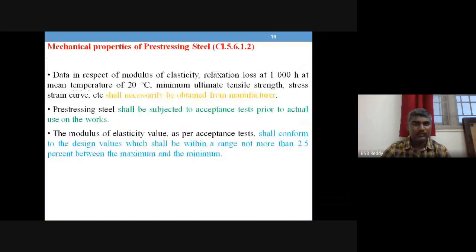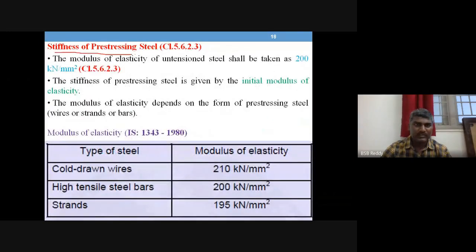Okay, right. Coming to stiffness of prestressing steel, which is given in IS code IS 1343 2012 clause 5623, it says that modulus of elasticity of untensioned steel, meaning nominal steel bars, not high strength steel, shall be taken as 200 kilonewton per mm square, and the stiffness of pre-stressing steel is given by the initial modulus of elasticity, the one which is mentioned in the code, and modulus of elasticity depends on the form of pre-stressing steel, whether it is wire, strand, or bar, whatever it is.